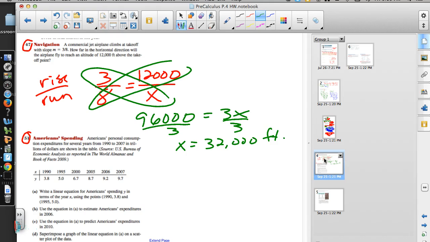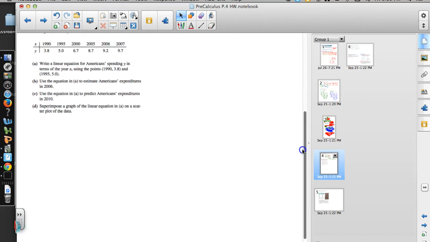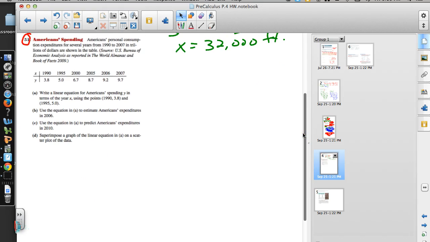So that one is just simply about slope. You know, rise over run. Make it work. Next up, number 51, Americans spending. Americans' personal consumption expenditures for several years from 1990 to 2007 in trillions of dollars are shown in the table. And it says the source, and again, they're just trying to pick out some real statistics for us here. And they give us those.